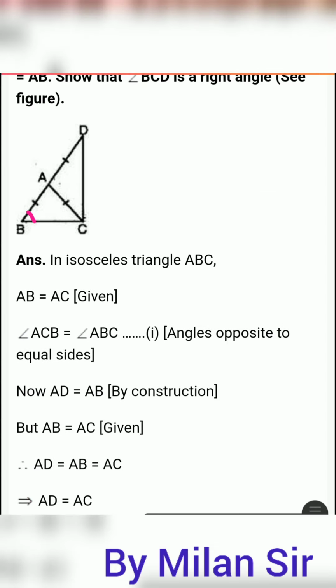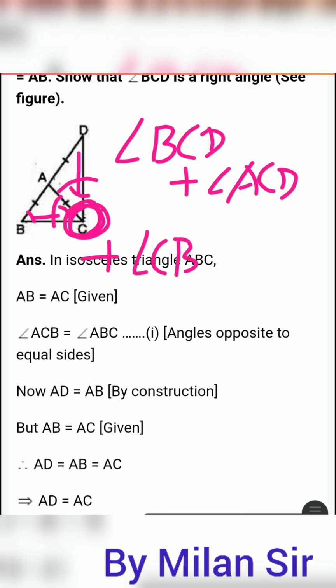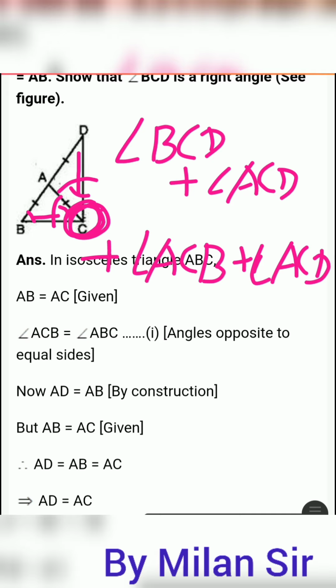So here, in place of B, it is written angle BCD, and in place of angle D, it is written ACD. And in place of angle C, here it is written two parts, this and this. That means ACB plus ACD. Here not BCD but BCA, otherwise ACB.